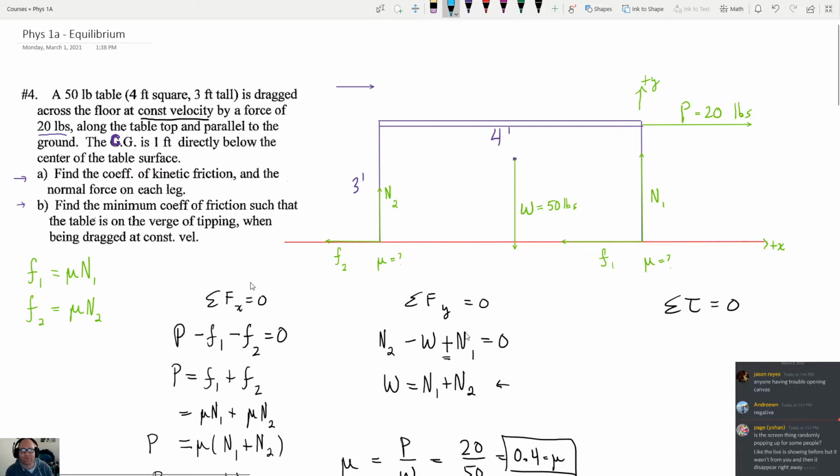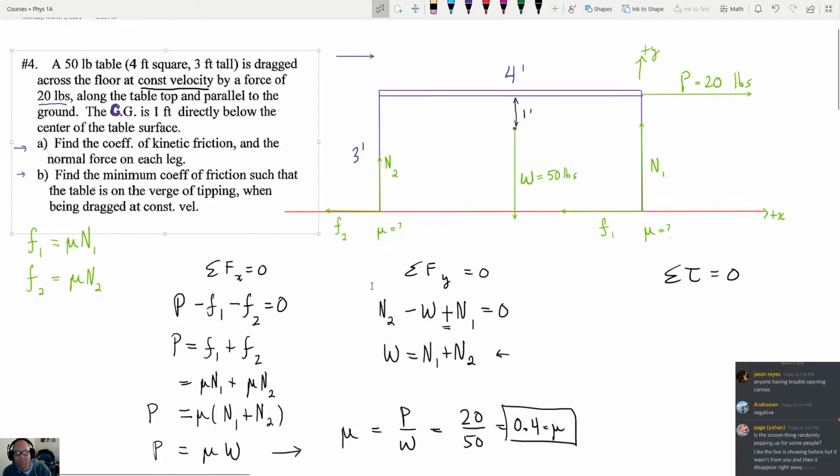So I guess I never labeled this on here. We'll need it for this time, I think. But this distance from here to here is 1 foot. And then the 4 feet, this one, is the distance across the top. So it's 3 feet tall. It's 4 feet square on the top. And then the center of gravity is right here, where the weight's being pulled down 1 foot below.